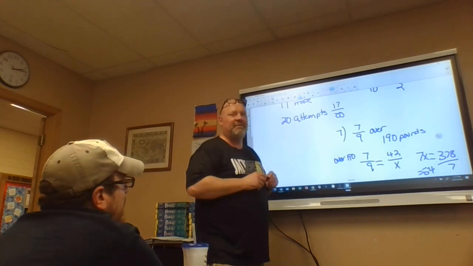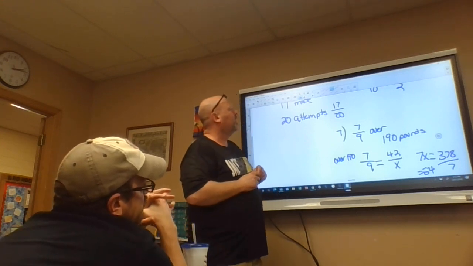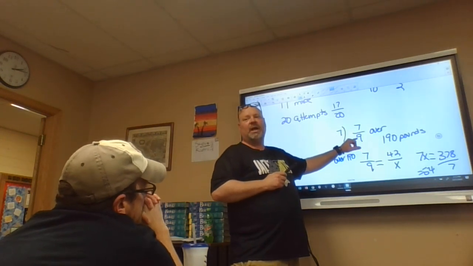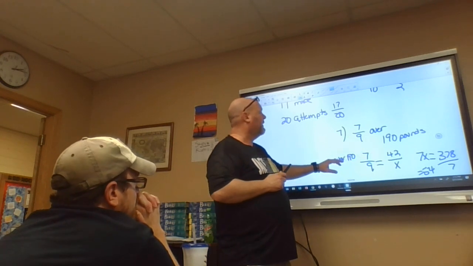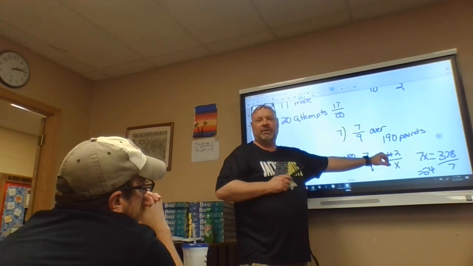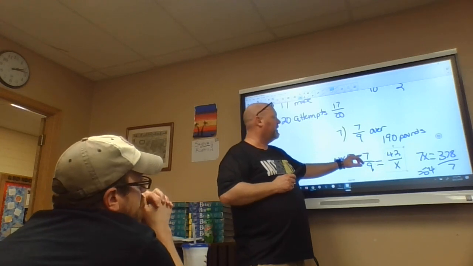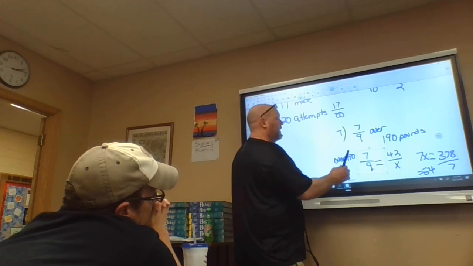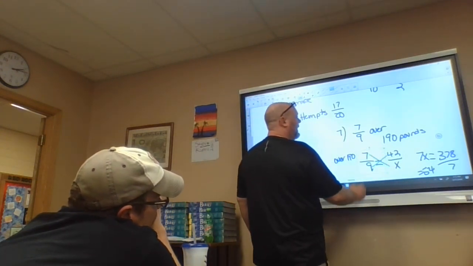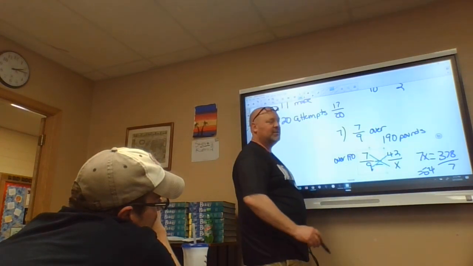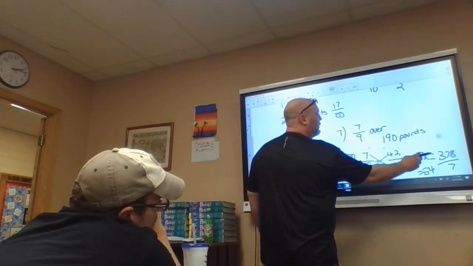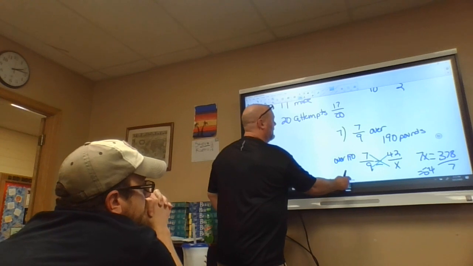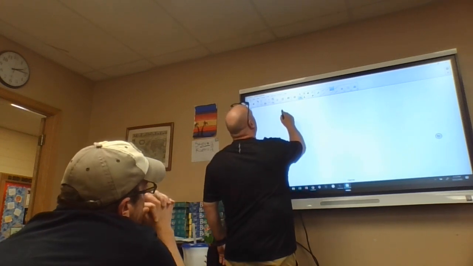So on problem number 7, you have a question of how many people? There are 7 players over 190 pounds. 9 of them are less than that. They say they have a total of 42 players over 190. So 7, the top number, is players over 190. This is players under 190. You set up the proportion. You just cross multiply and divide. 7 times x is 7x. 9 times 42 is 378. Divide it.